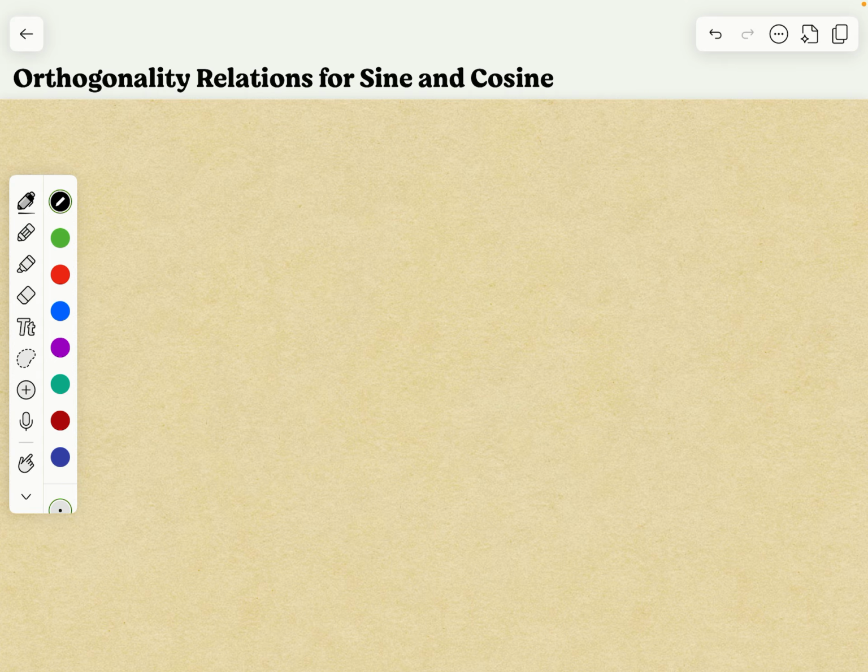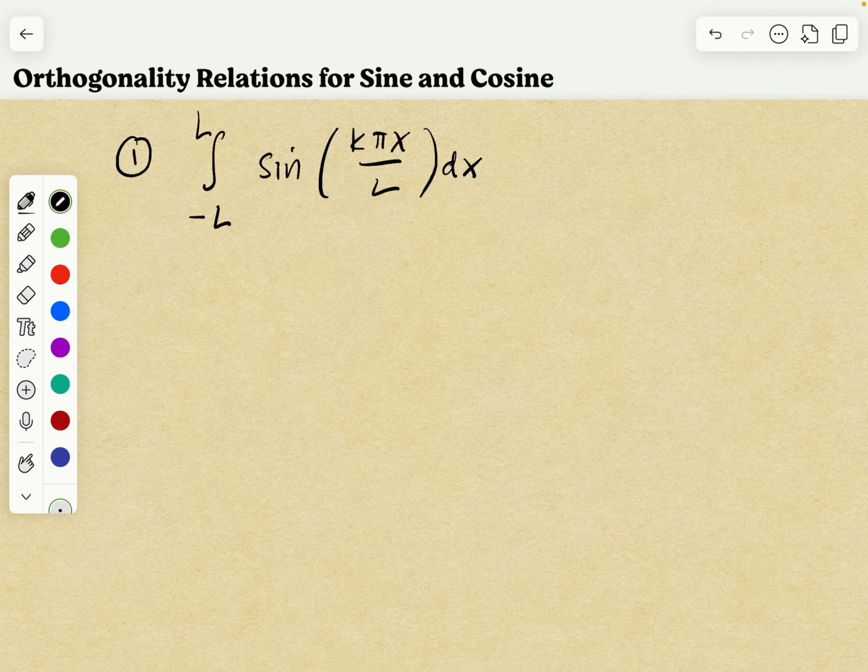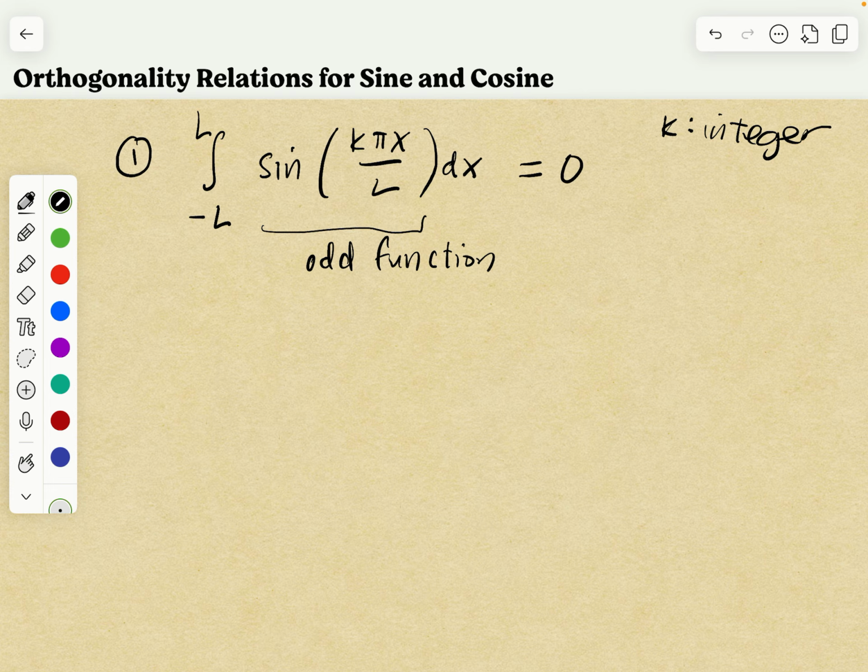So the first one is the integral from negative L to L, where L is some positive number, of sine of k pi x over L, and k here is an integer. Well, this is actually an odd function. Sine of k pi x over L is an odd function. And we know that when you integrate an odd function from negative L to L, you get 0. So the integral is 0.